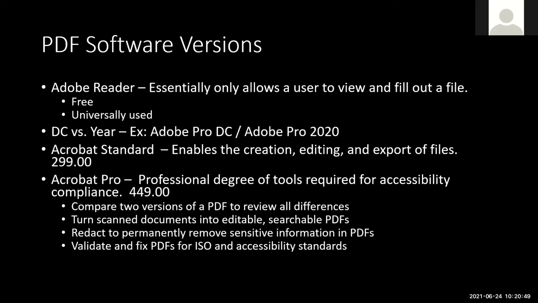Now, the difference between DC and 2020 is DC is direct cloud, meaning that some of the documents that you create are going to be stored in Adobe's cloud service. Typically in state agencies, we don't really like that option, or it's disabled, because we don't want our state agency information being stored on a company server that we don't control. So more often than not, if I were to recommend this program, I recommend Adobe Pro 2020.